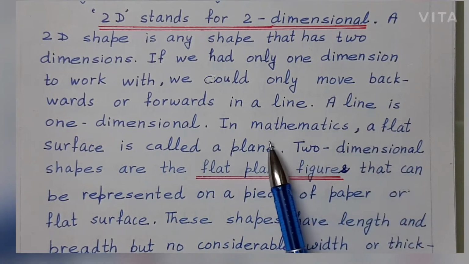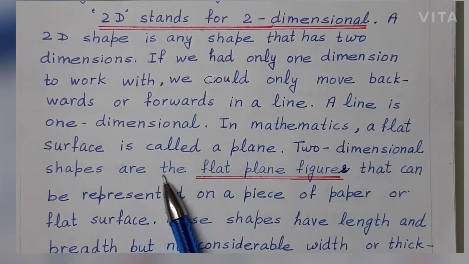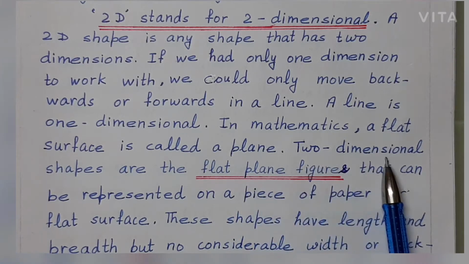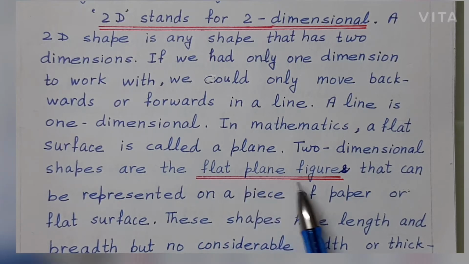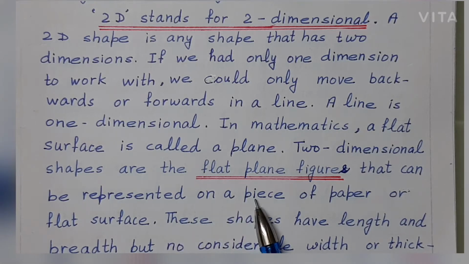Now students, in mathematics, a flat surface is called a plane. Two-dimensional shapes are the flat plane figures that can be represented on a piece of paper or flat surface. Clear?